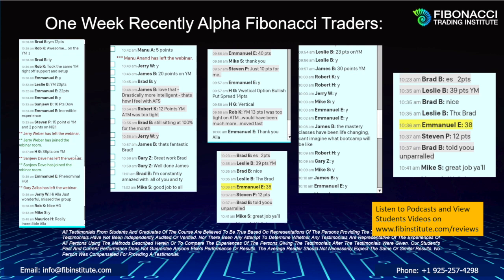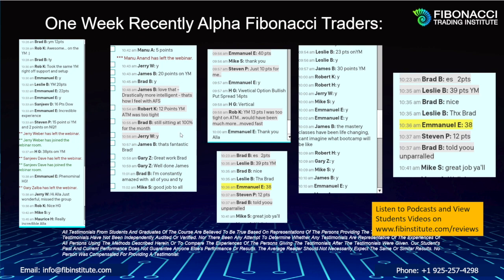Jean is a retired oil executive in Scotland and Texas. He trades not just Dow and S&P, he also uses vertical spreads. As you can see, he's sharing day 4, 14 points on a vertical spread. James states, "I feel drastically more intelligent." This is how I feel with the Alpha Fibonacci System. Brad reporting 100% for the month.